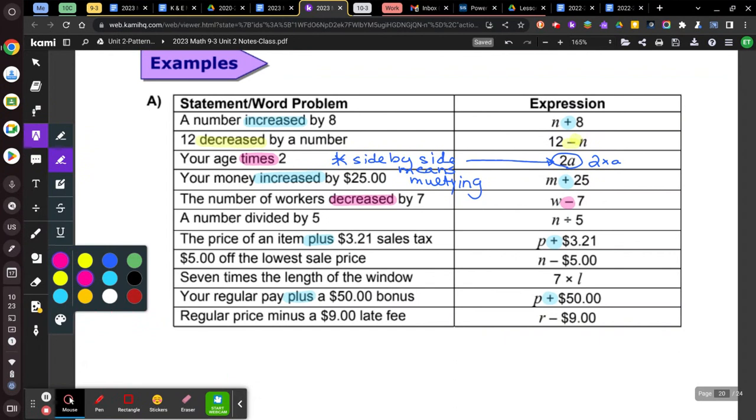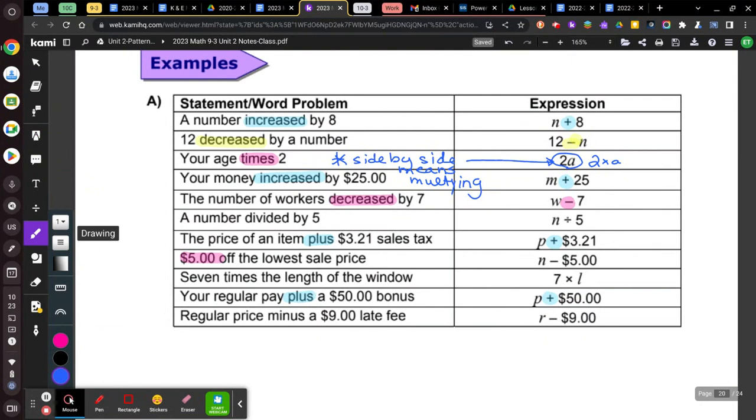Lowest sale price, $5 off. So the money number isn't the important part. The part that means that we're reducing is off. If you want a number off, that means you are subtracting.